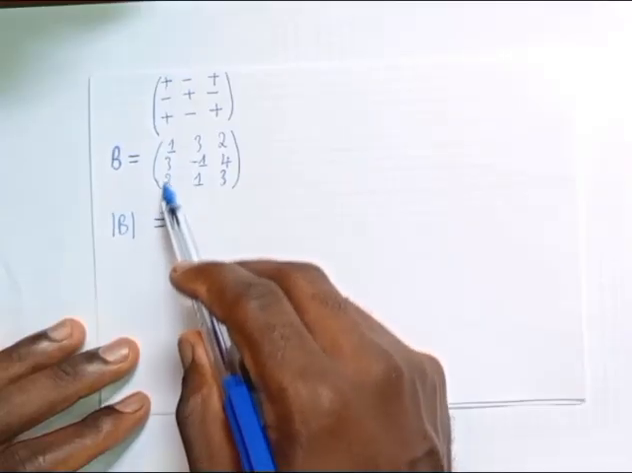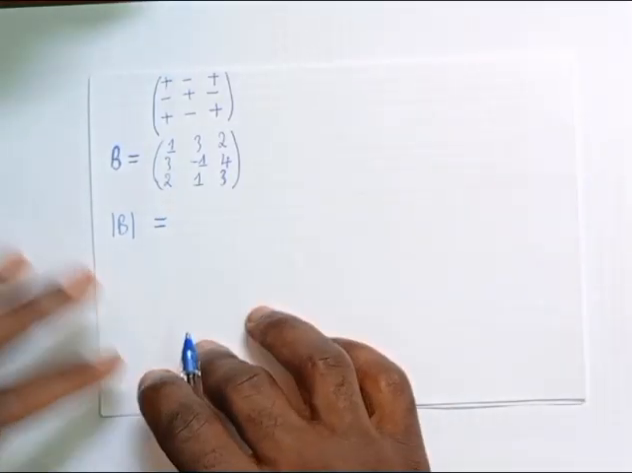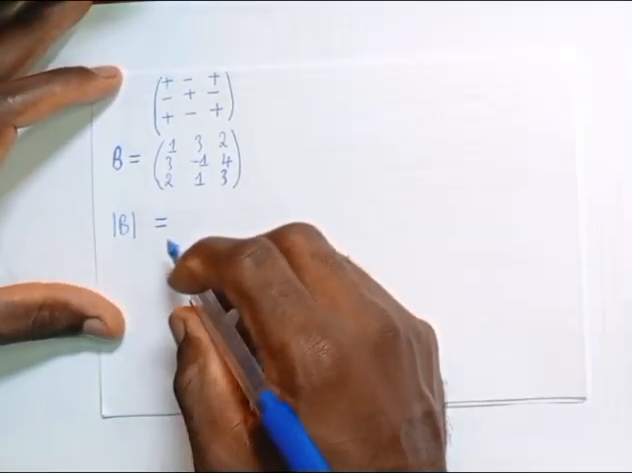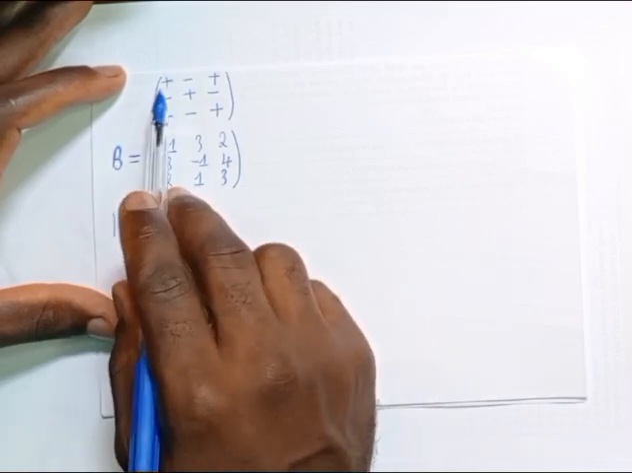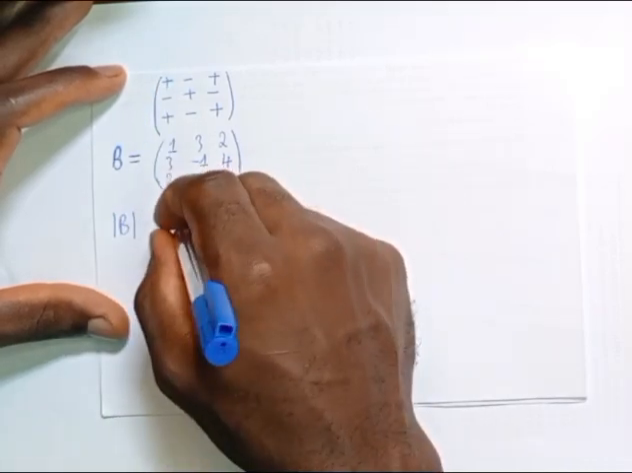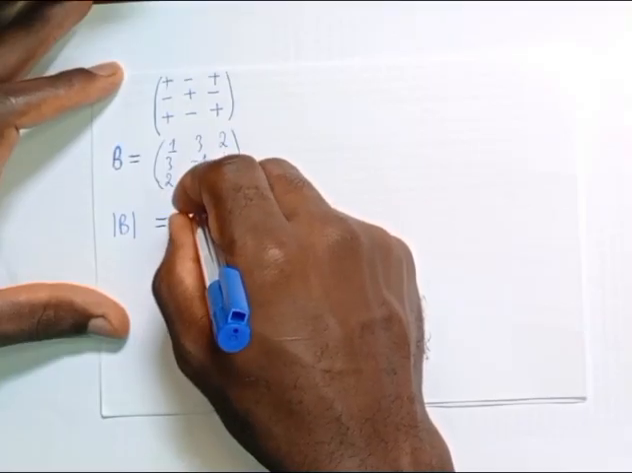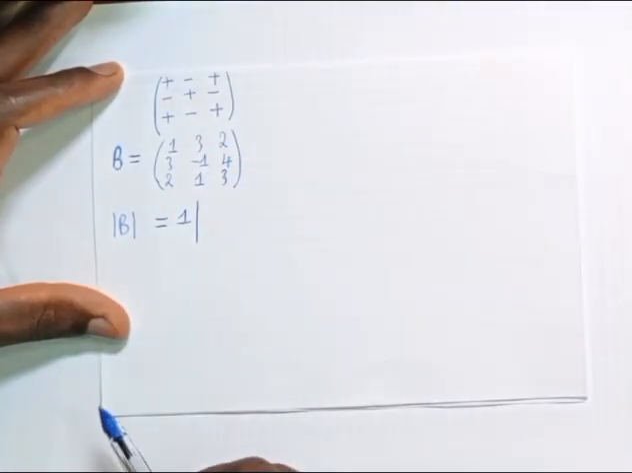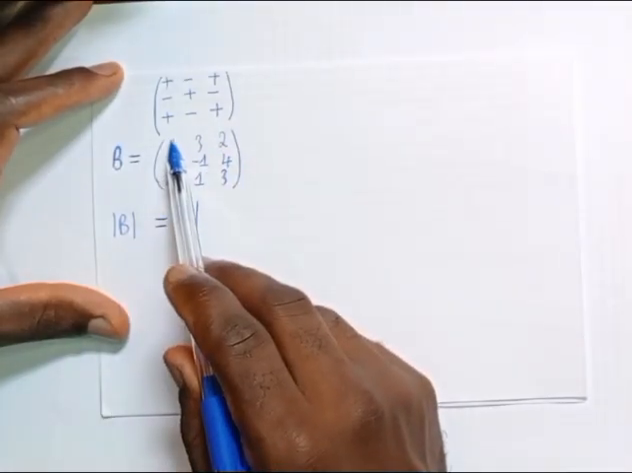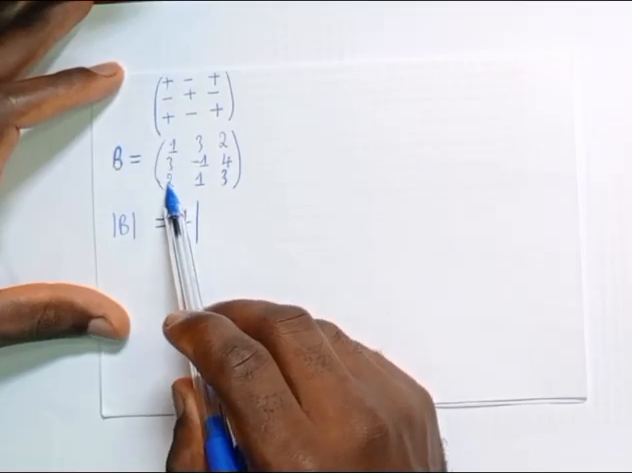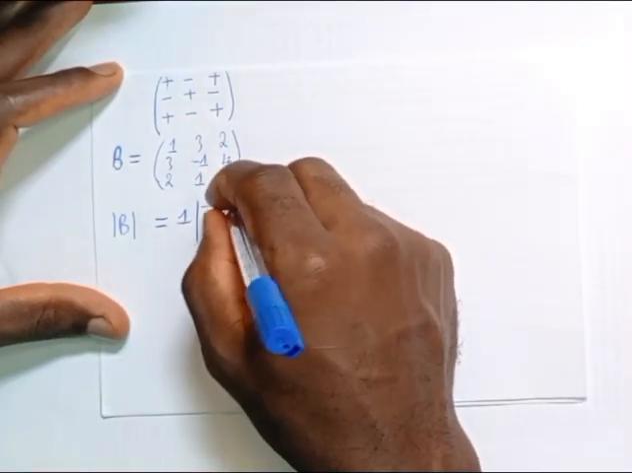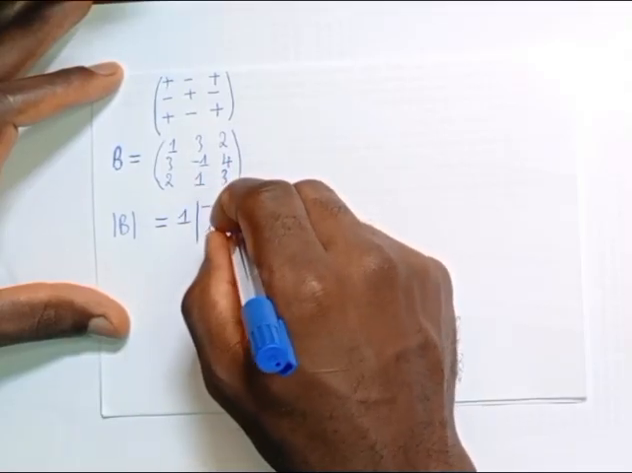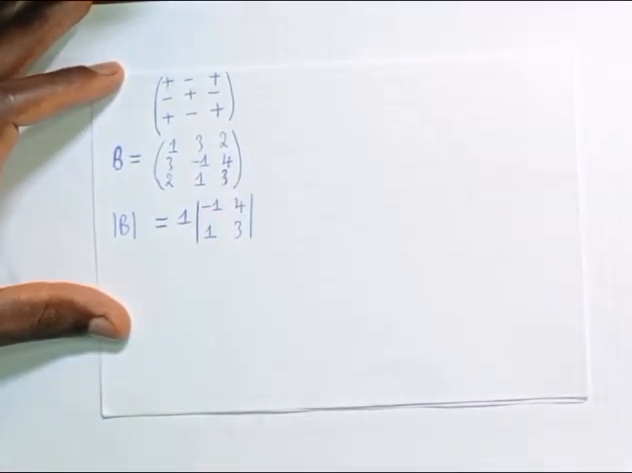That means we have to use this column. For the first entry, we need the cofactor of 1. According to the sign rule, it is positive. Take 1 times the determinant of the 2 by 2 matrix, which is formed by suppressing the column which has 1 and the row which has 1. Gives us negative 1, 4, 1, 3 as the 2 by 2 matrix.